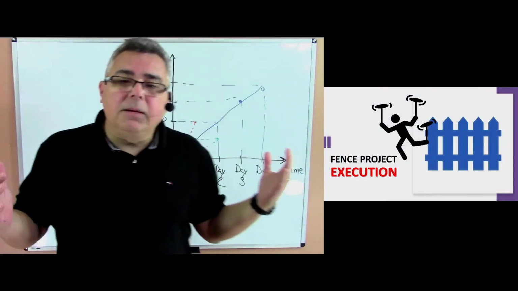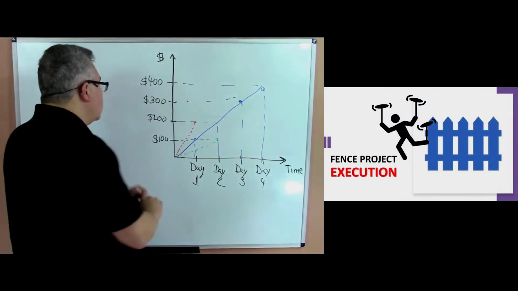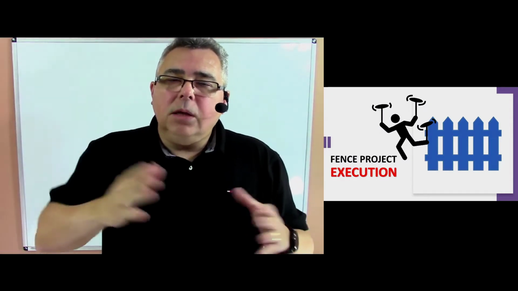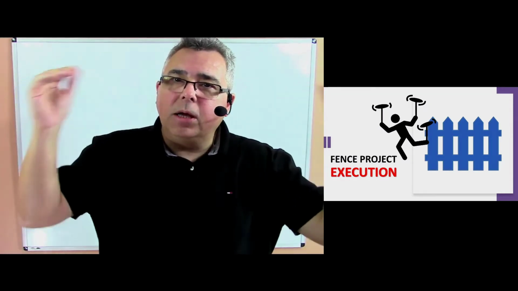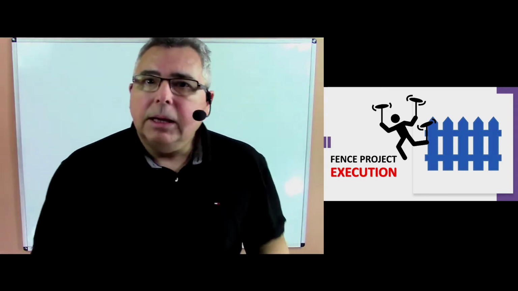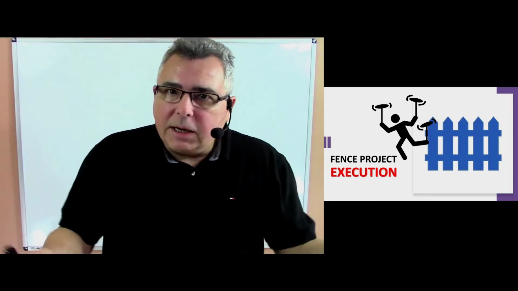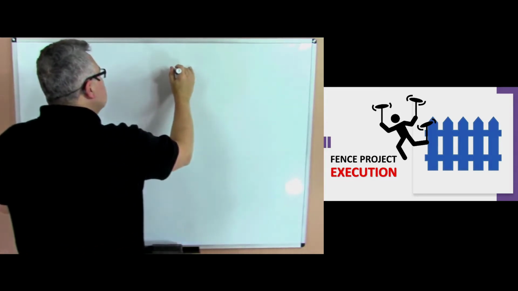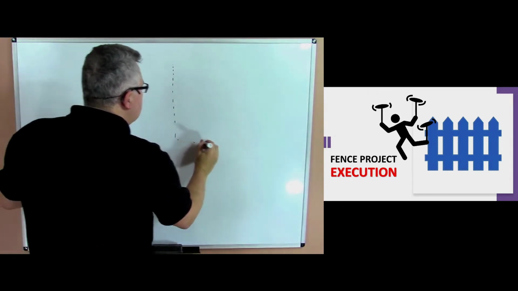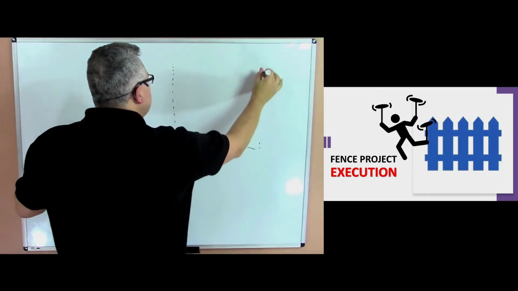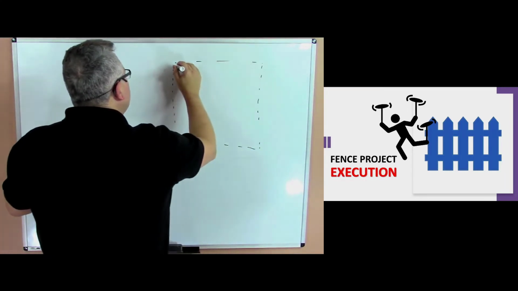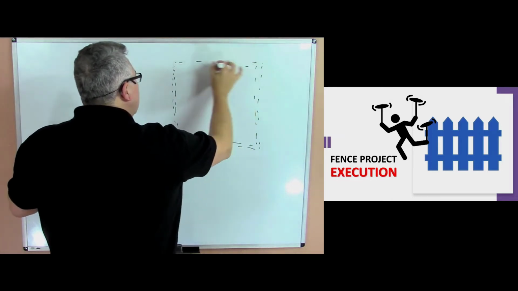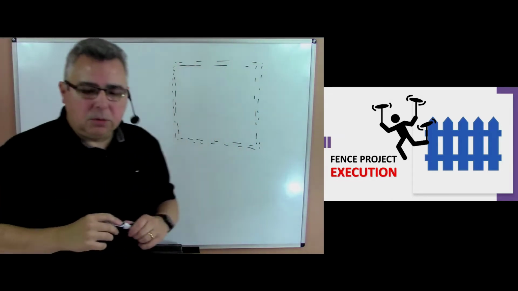You finalize the plan. Now you have to start the execution. You'll be starting the execution after day one, so you start the project. It's Monday morning, and the guys arrive at the site to build the fence. Monday morning, let's just create a line here, which means that is where the fence will be built, looking from the top. That is the place where the fence will be built.